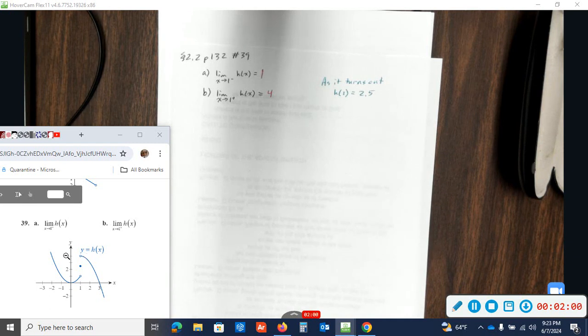Sorry. The point is that the limit doesn't care what happens when x is equal to 1. The limit only cares about what happens when x is near 1.